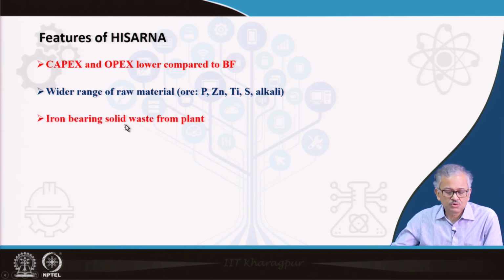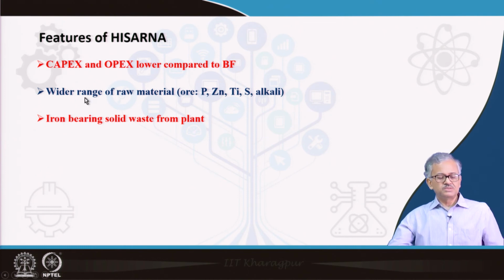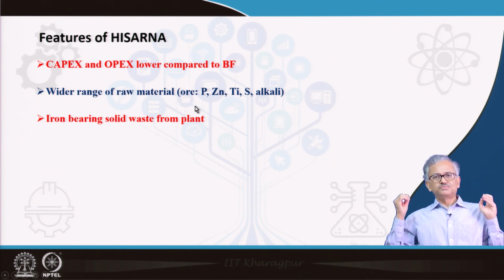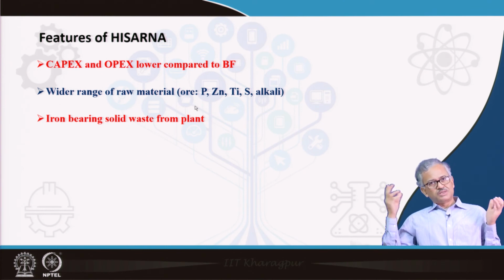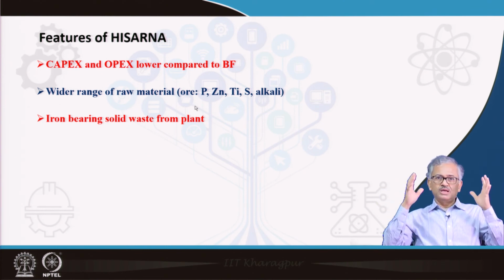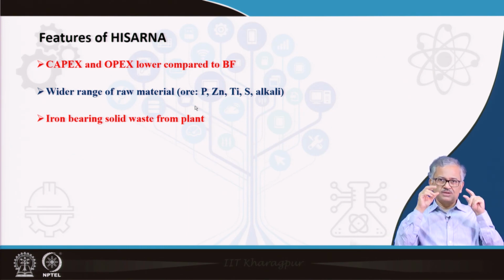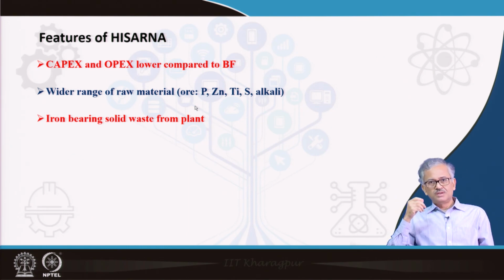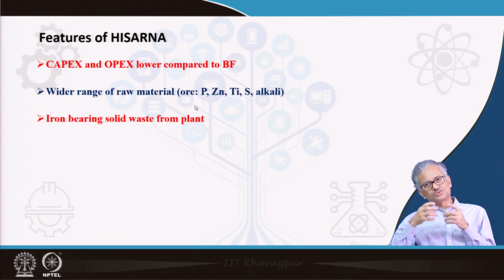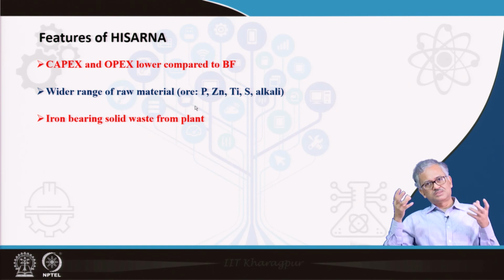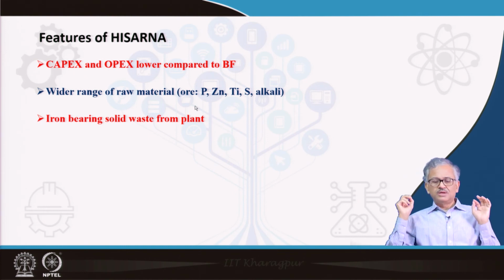And iron bearing solid waste, because this wide range of raw material is used, because zinc is not a problem, it will vaporize and go away from the system. In the blast furnace all these problems come because the zinc vapor chokes the shaft, and with the presence of alkali, the raw material swells and then crumbles, generates fines, and chokes the shaft. So all these problems are there. Okay.